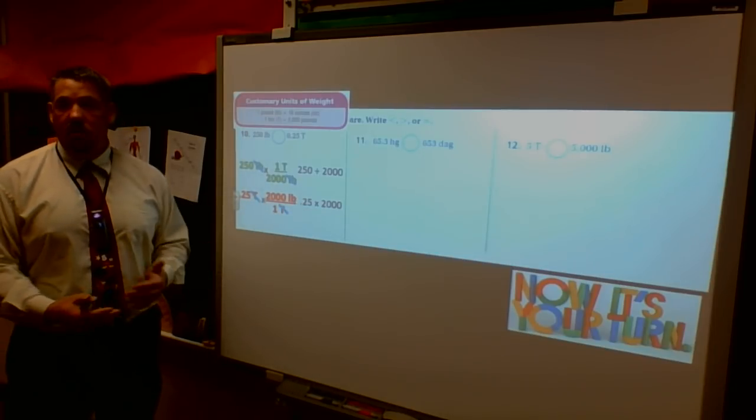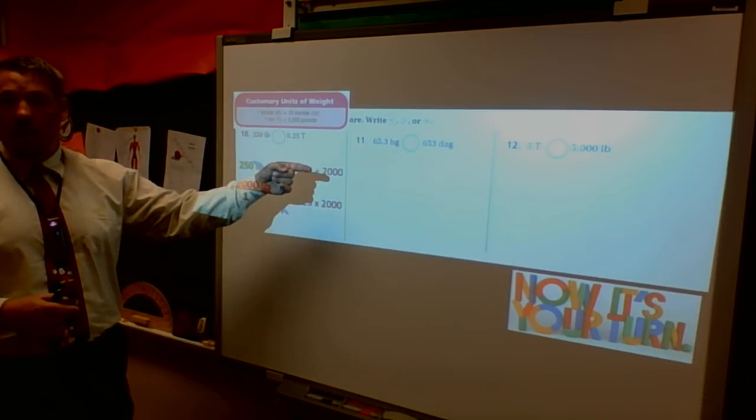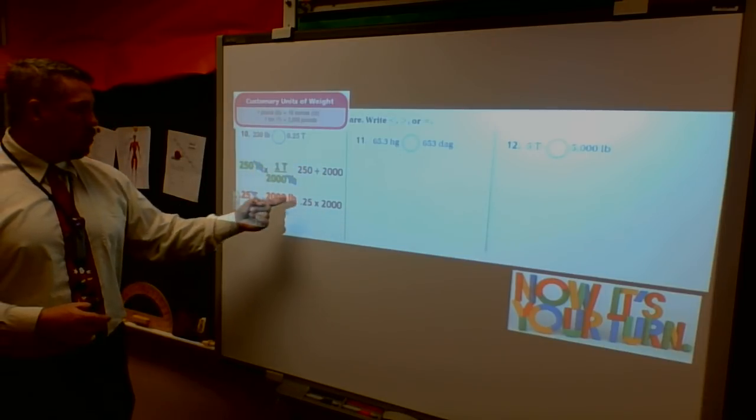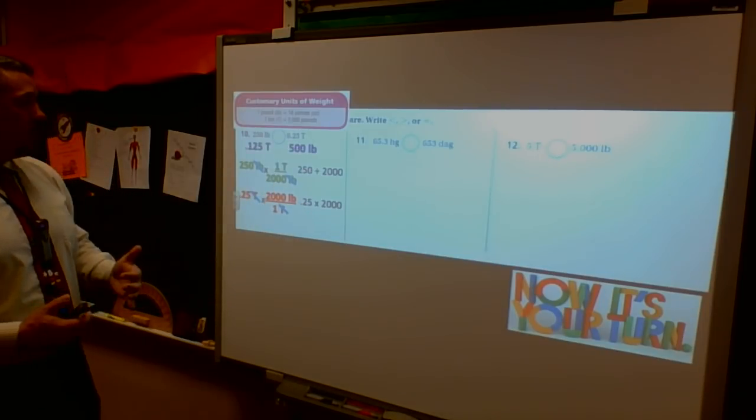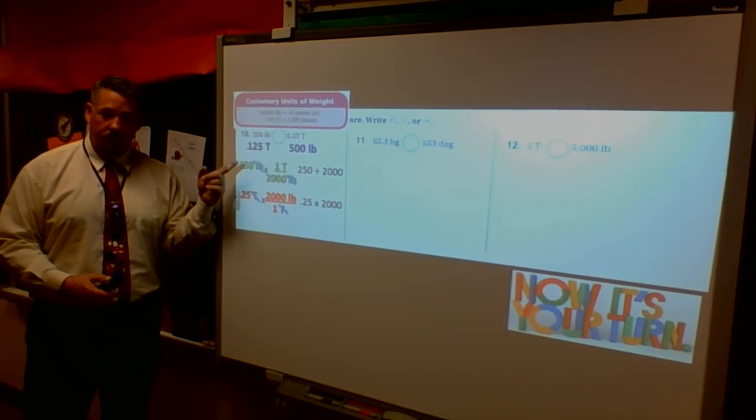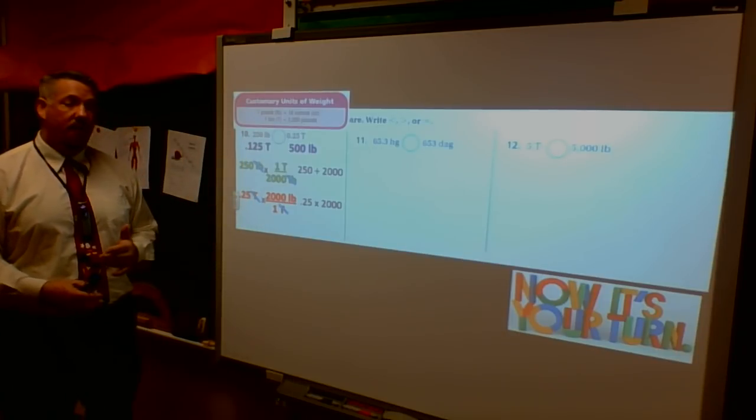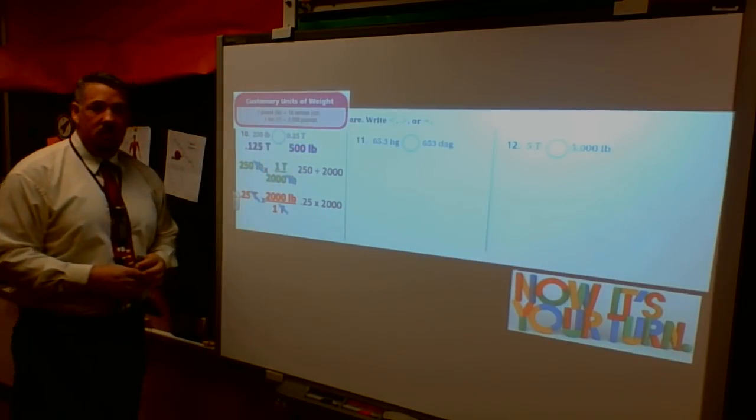Either way that you did it, you just type it into your handy-dandy calculator, either 250 divided by 2,000 or 25 hundredths, 0.25 times 2,000, are going to show me that this one is equal to 0.125 tons. 125 thousandths of a ton. And this one is equal to 500 pounds.